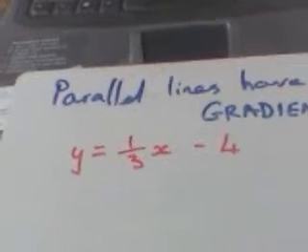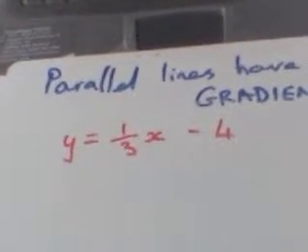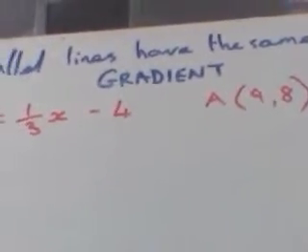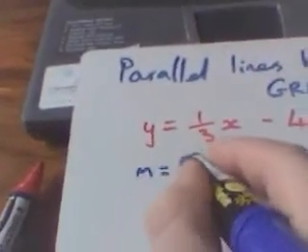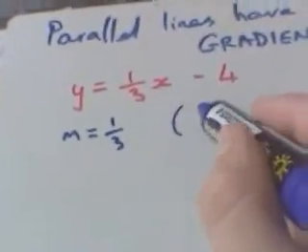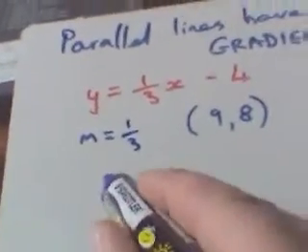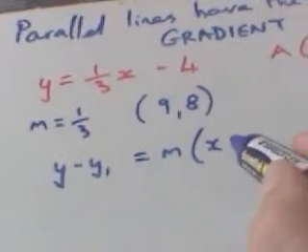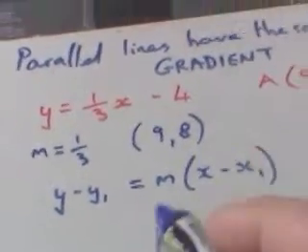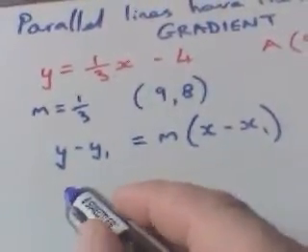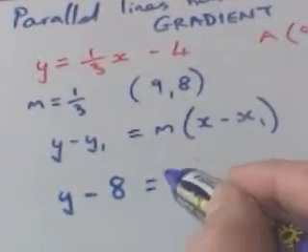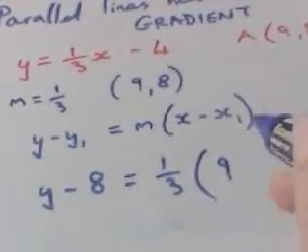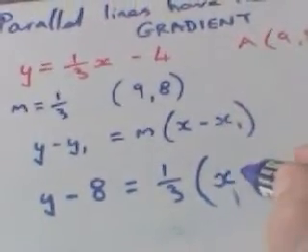And here's my second example. Find a line that's parallel to y equals a third x minus 4, but goes through the point 9, 8. So we can tell our gradient is a third. Our coordinate point is 9, 8. So substituting into y minus y1 equals m lots of x minus x1, off we go. We've got y minus 8 equals 1/3 of x minus 9.